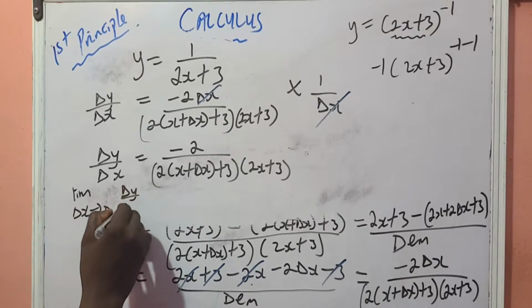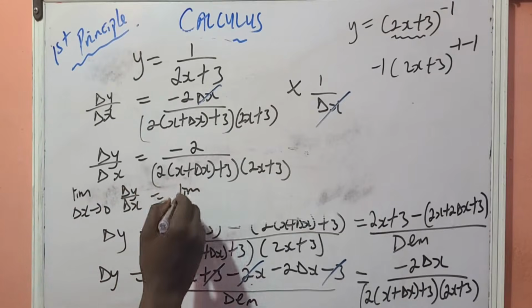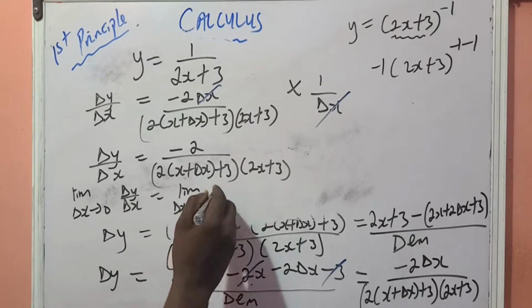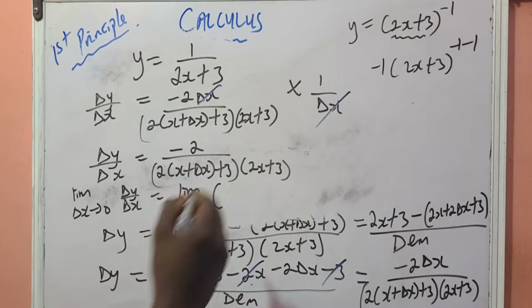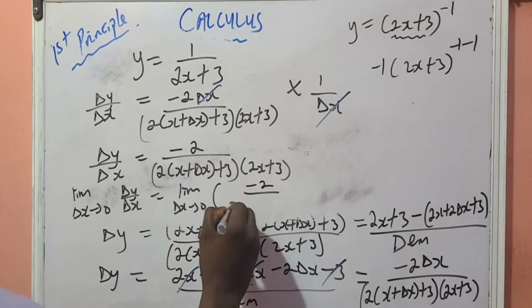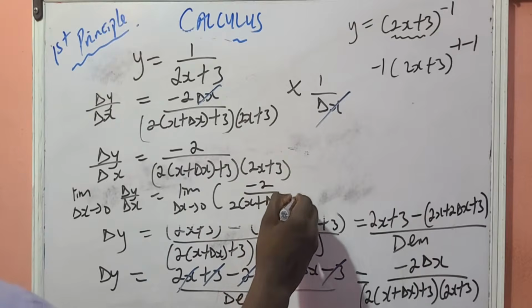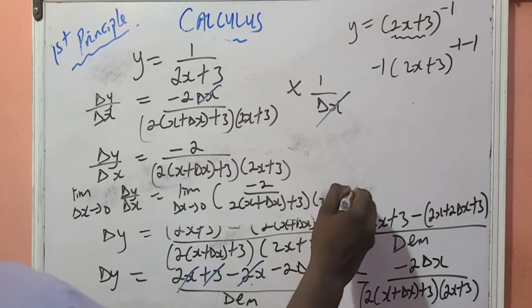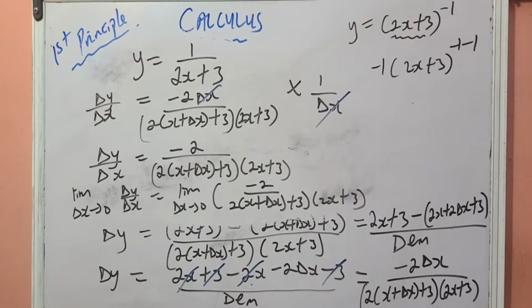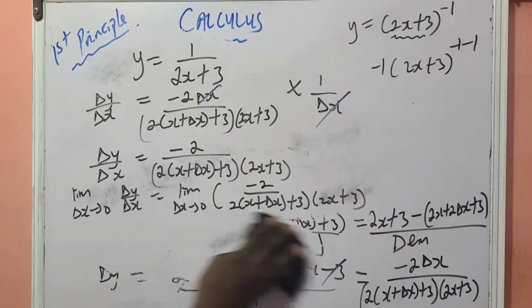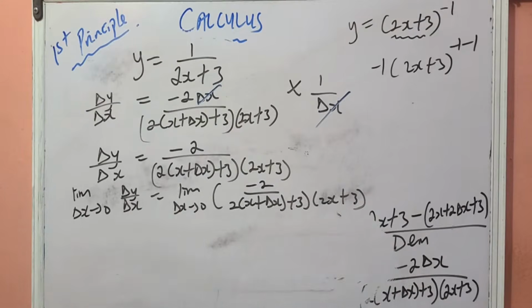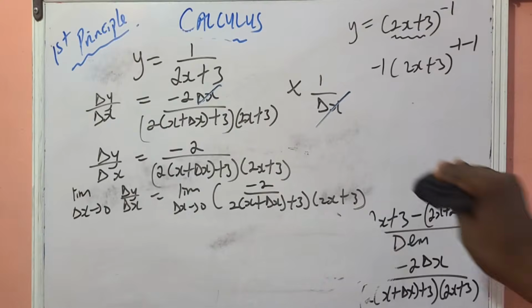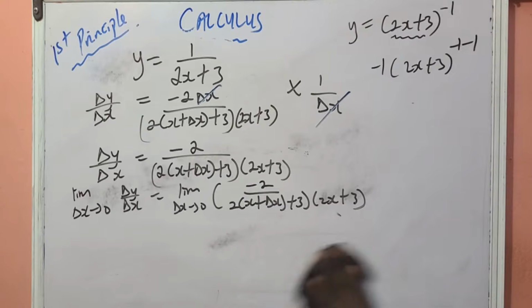So we have change in y over change in x being equal to the limit, as change in x tends to 0, of minus 2 over 2 into x plus change in x plus 3, then 2x plus 3. All right. So you can see how easy this is. I've told you already, these are questions that do come out, and they will not tell you to use just any formula. They will ask you to use first principle. It's a very examinable aspect of calculus, very, very examinable. So you need to know how to flow with the steps.